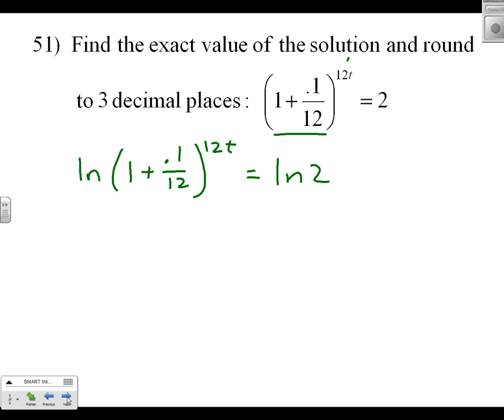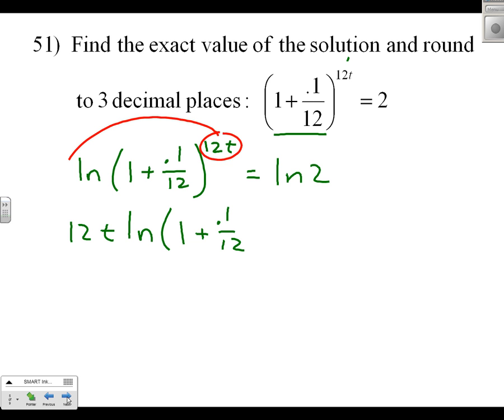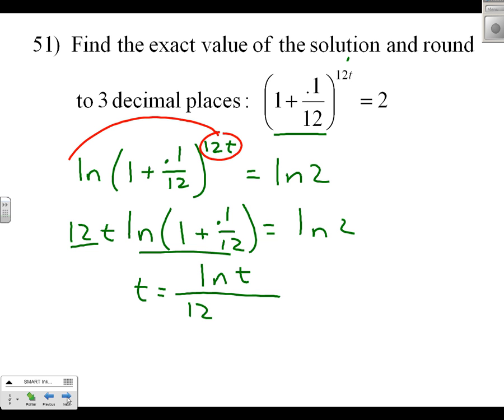The reason for doing that is we can pull the 12t out in front, make it a normal old number. So 12t times this mess, ln 1 plus 0.1 on 12 equals ln 2, or let's go for the whole solution now. t equals, it was ln 2, I need to divide away a 12, and I need to divide away my mess, ln 1 plus 0.1 on 12. So there is our exact solution for t.